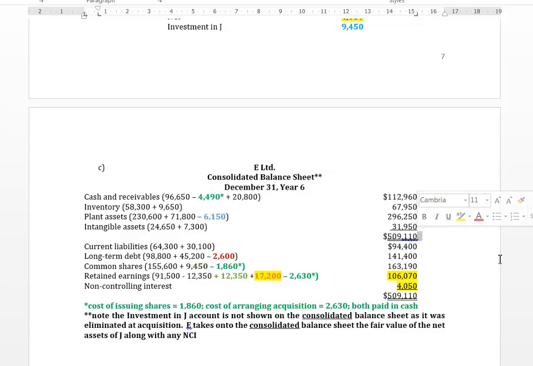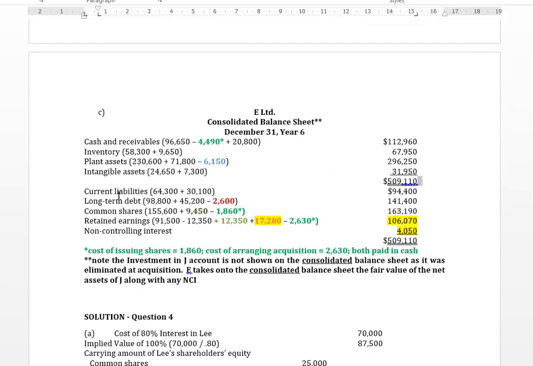No change here. Where the change comes, you can see, no change to current liabilities and long-term debt, as well as no change to common shares as it was under PCE. Why? We're making the same adjustments. We're minusing $2,600 from the long-term debt of the sub because we're picking it up at its fair value, which is lower than the carrying value of $45,200 booked by J. We're still eliminating $1,860. That's the offset. That was the cost of issuing the shares, right?